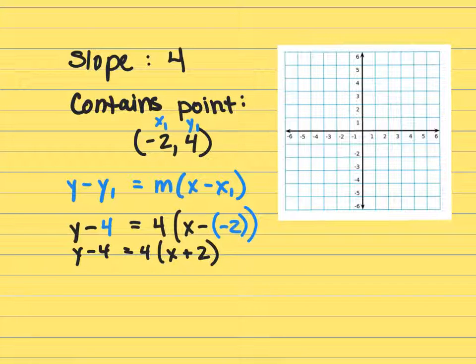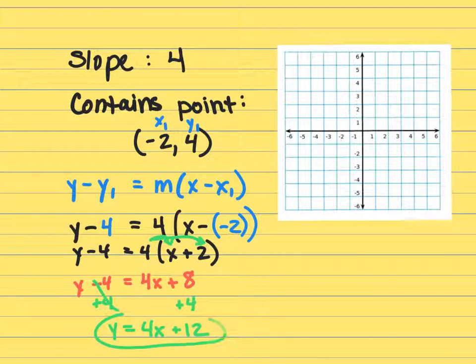Now I can start solving for y. So I'll distribute this 4, and that will give me 4x plus 8 over here, and I'll have y minus 4 over here. And then I need to add 4 to both sides. Y equals 4x plus 12 would be my final answer there.